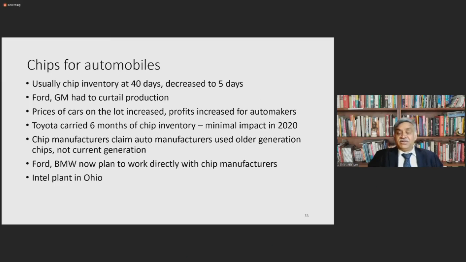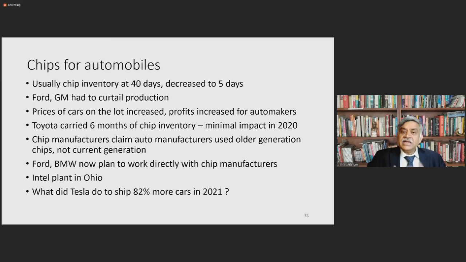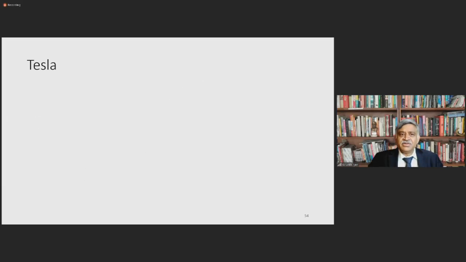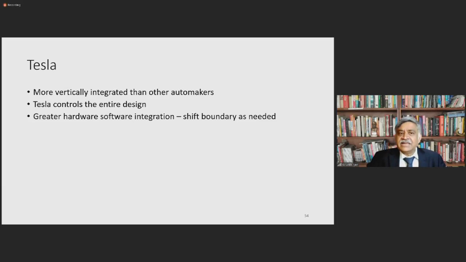Well, so that they can work directly with the manufacturers and ship to manufacturers. So, but while all of this is going on, you might say, well, while the rest of you were affected, how did Tesla ship 82% more cars in 2021? Interesting question. So a few comments regarding Tesla.